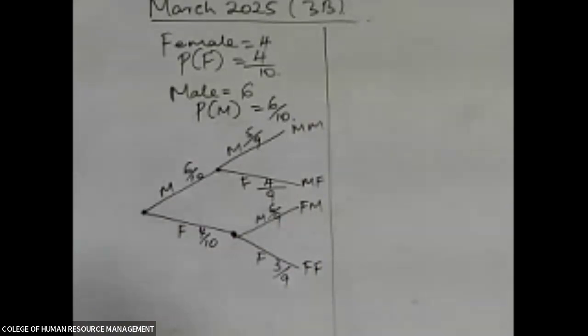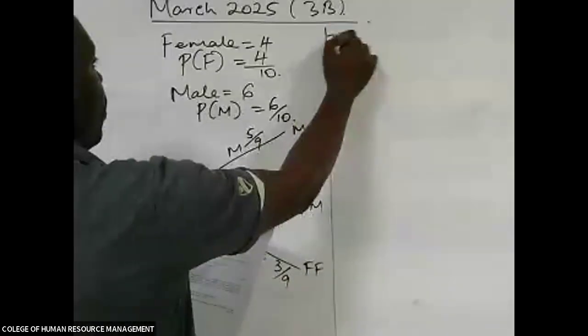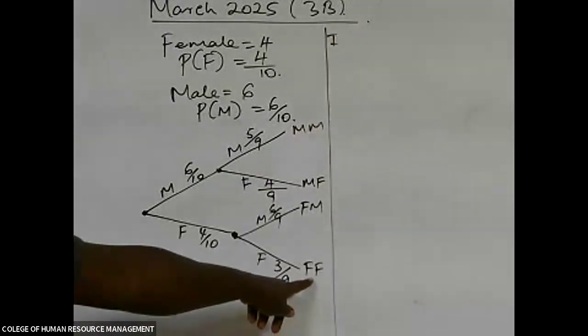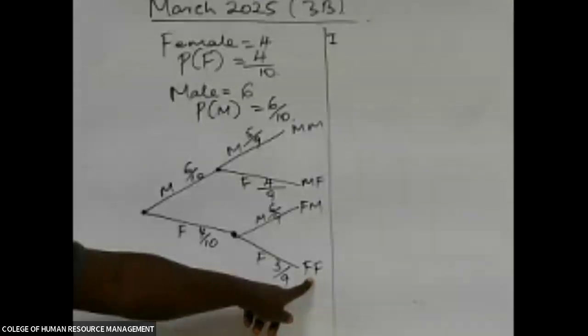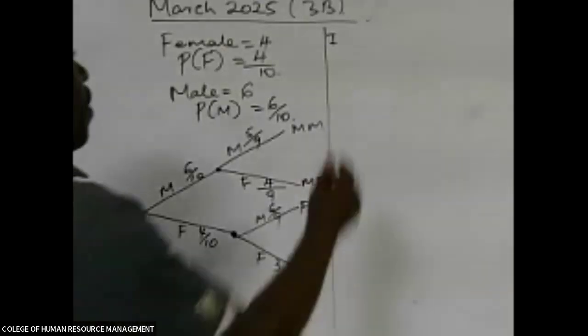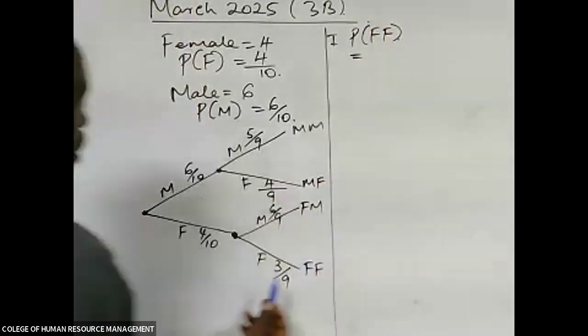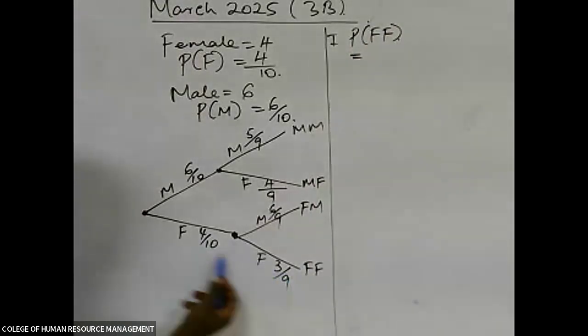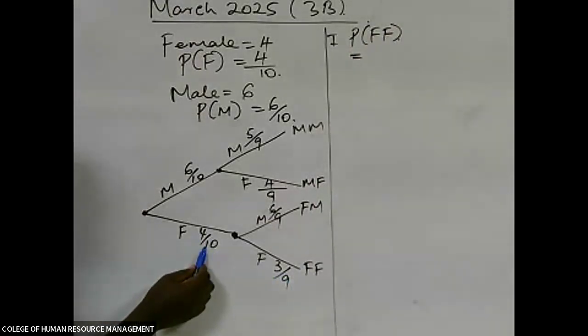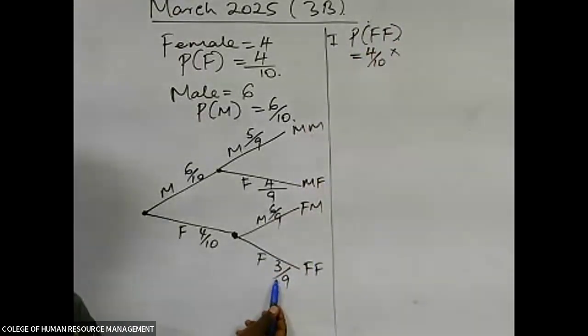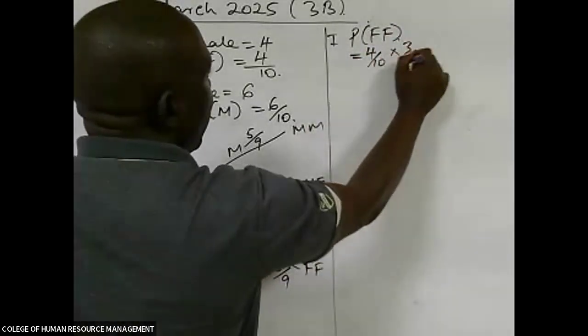Roman 2. Determine the probability that, part 1, all employees selected are female. We are talking about female, the two of them, both of them are female. The probability of female is going to be equal to what? You multiply the probabilities in that particular line. Female first time, 4/10, times female the second time, 3/9.